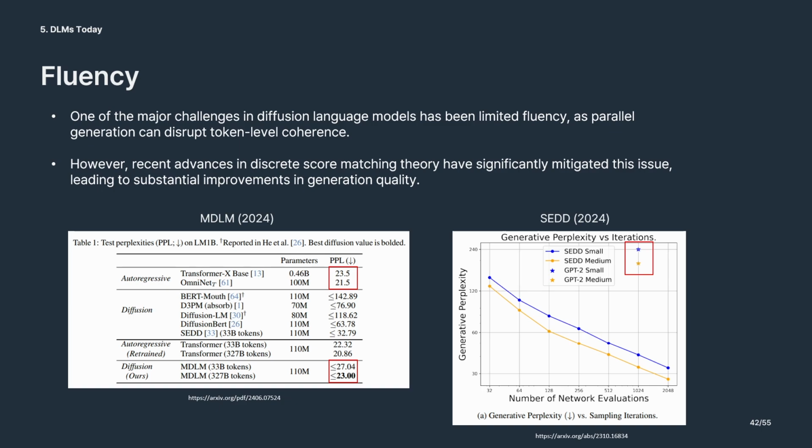One of the long-standing challenges in diffusion language models has been limited fluency, mainly because parallel generation can disrupt the token-level coherence. However, thanks to recent advances in discrete score matching theory and improved training objectives, this issue has been significantly mitigated. As shown here, models like MDLM and SEDD now achieve perplexity scores on par with, or even better than autoregressive models, marking a major leap in generation quality for diffusion-based approaches.